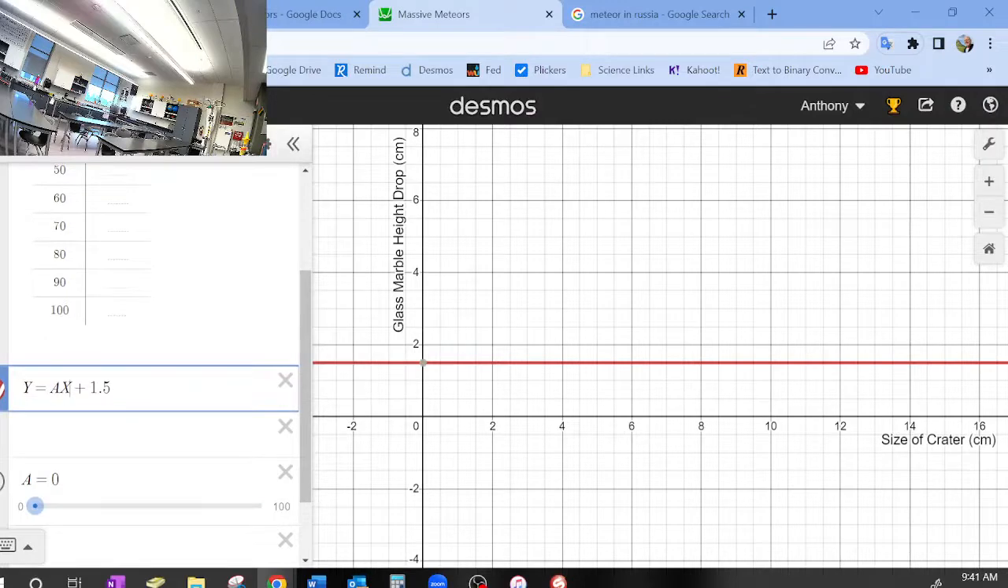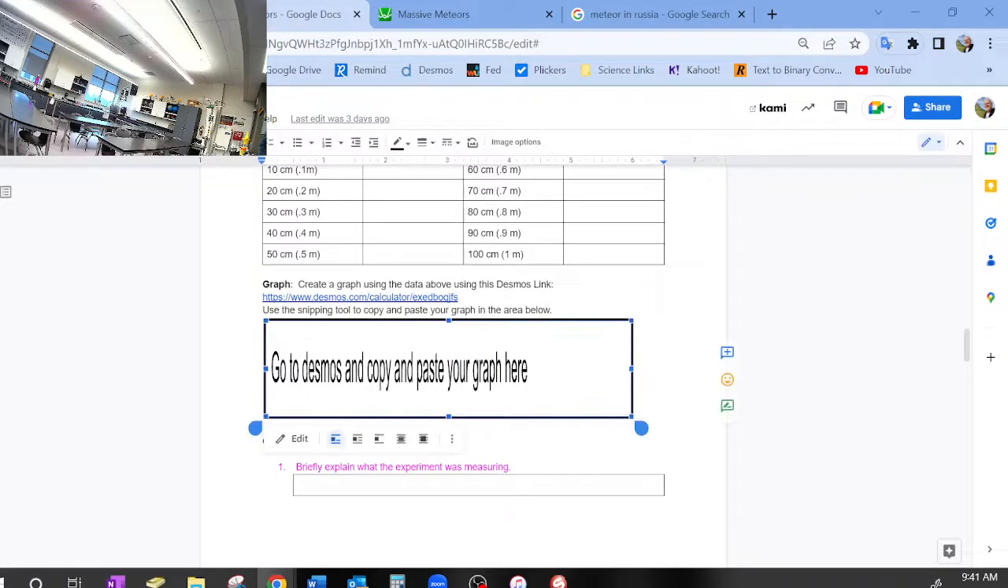And then the A value equals 0. In order to get that red line to slope, you're going to move this little A thing back and forth. Okay. From there, we're going to go back to our lab. We're going to use our snipping tool and paste it right here.